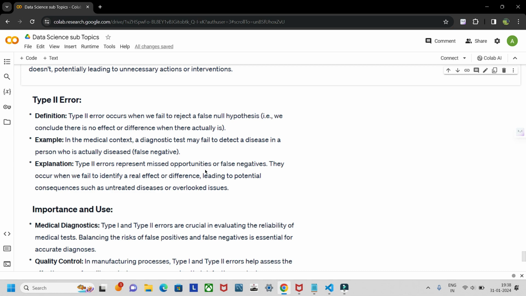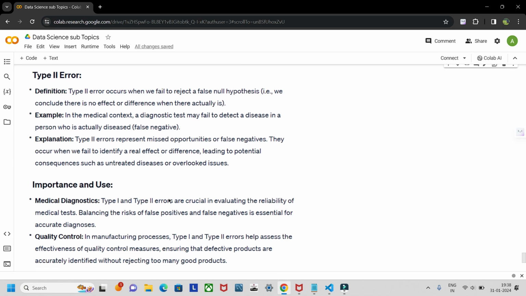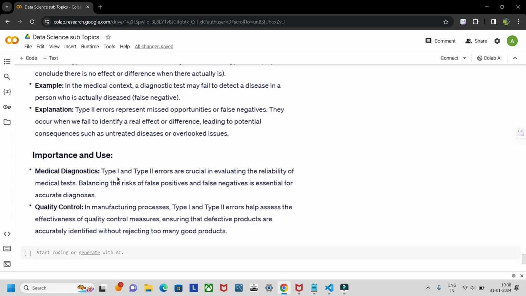Type 2 errors represent missed opportunities or false negatives. They occur when we fail to identify a real effect or difference, leading to potential consequences such as untreated disease or overlooked issues. Now, importance and use in medical diagnostics: type 1 and type 2 errors are crucial in evaluating the reliability of a medical test. Balancing the risk of false positives and false negatives is essential for accurate diagnosis.